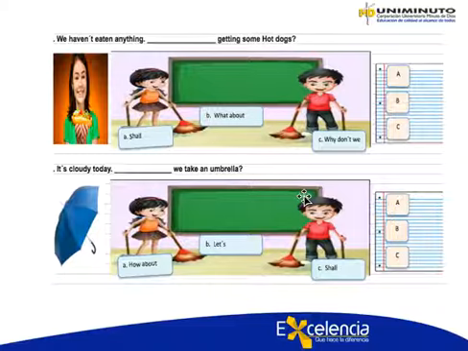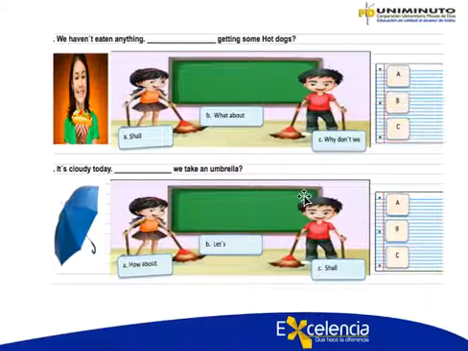Okay. In the second question we have, it is cloudy today. So, we take an umbrella. We have the three options. How about we take an umbrella? Or let's we have an umbrella? Or shall we take an umbrella?